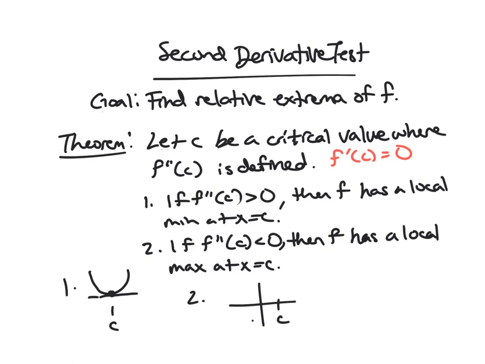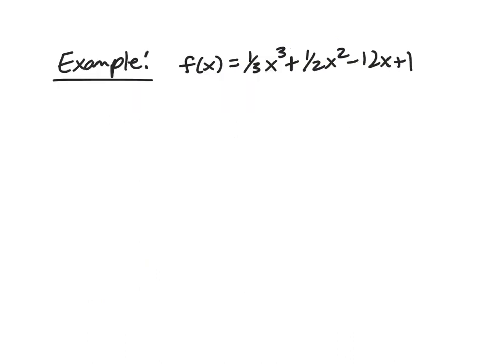And then for the second one, if we have c over here, we've got a flat point and then it's concave down, right? f double prime is negative. So we've got something like this. And so this is why we're seeing a min when it's facing up and a max when it's facing down.